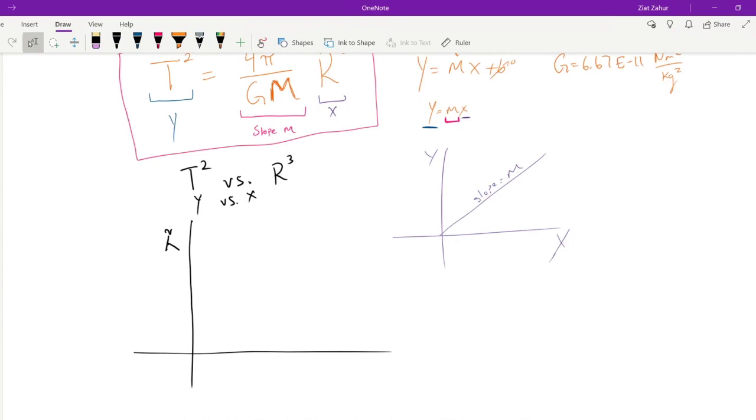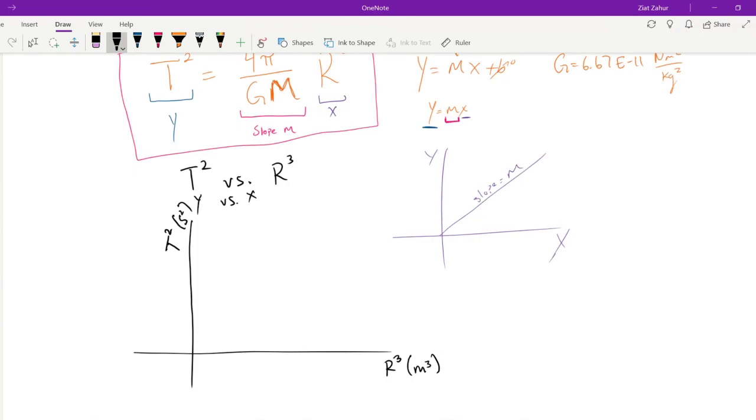All right, so my y-axis is t squared, my x-axis is r cubed. Chat, question, what are the units for the y-axis and the x-axis? Well, the y-axis is t squared, that's period. So my y-axis would be in seconds squared. Yes. Whereas the x-axis would be meters cubed. Very good.